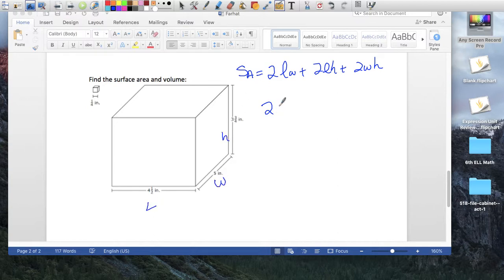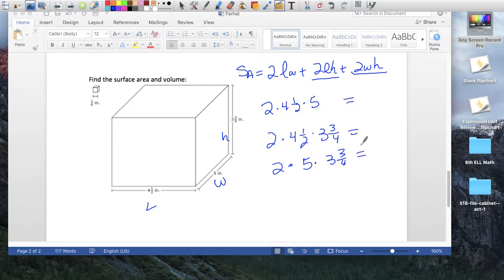So 2 times the length, which is 4.5, times the width, which is 5, and then I'm just going to write it under here because I'm going to run out of room. The second group is 2 times the length, which is 4.5 again, times the height, which is 3 3/4. And the last group here is 2 times the width, which is 5, times the height, which is 3 3/4. So you've got 3 groups here being multiplied.